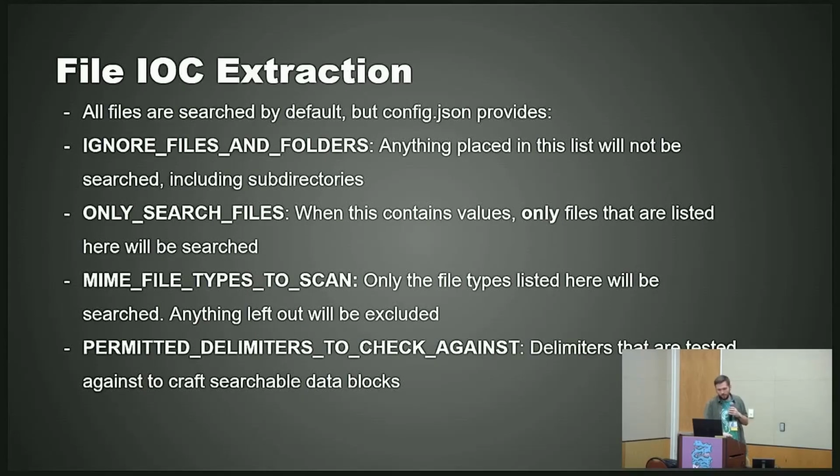We're starting with the first one, ignore files and folders. If there's something that no one's supposed to look at, or a folder that's my private stuff that people aren't supposed to see, we can block that off using this list. We also have only search files, which is the opposite of that, where I have this very set of files or folders I need to look at. Please only check these. MIME type files to scan is just which files we're allowed to scan: text files, Python files, JSON files, whatever. And then the very last parameter is the permitted delimiters to check against, which is basically: do we want to care about new lines? Do we want to care about colons? How do we want to split our lines up in the data?